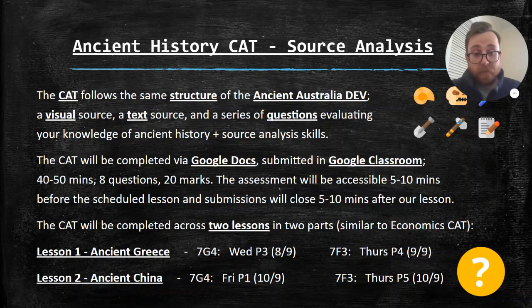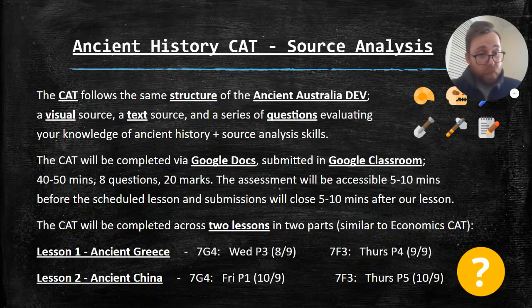So, similar to your economics CAT, where we had different sections or parts of the CAT, instead of giving you one massive assessment that was 50 questions long, what we've done with this CAT is we've cut it in half. So there are 2 parts to your history CAT, and they will be completed across 2 lessons. So CAT 1 will be looking at ancient Greece, and for 7G4, you'll be completing that on Wednesday. 7F3, you'll be completing that in period 4 on Thursday.